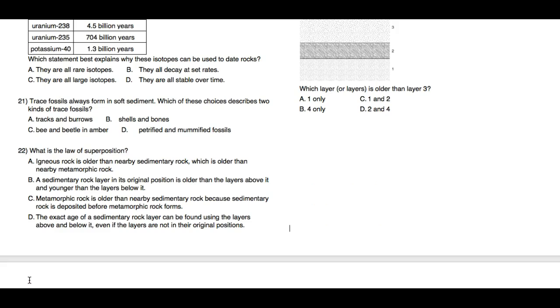Question 22. What is the law of superposition? A. Igneous rock is older than nearby sedimentary rock, which is older than nearby metamorphic rock. B. A sedimentary rock layer in its original position is older than the layers above it and younger than the layers below it. C. Metamorphic rock is older than nearby sedimentary rock because sedimentary rock is deposited before metamorphic rock forms. D. The exact age of a sedimentary rock layer can be found using the layers above and below it, even if the layers are not in their original positions.